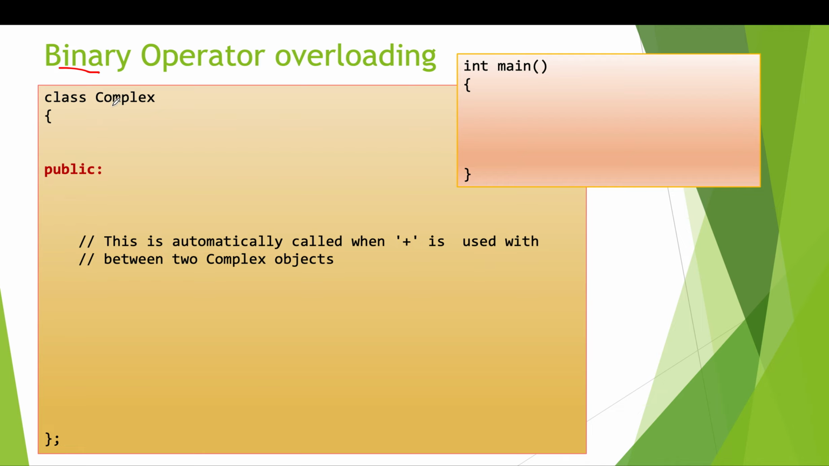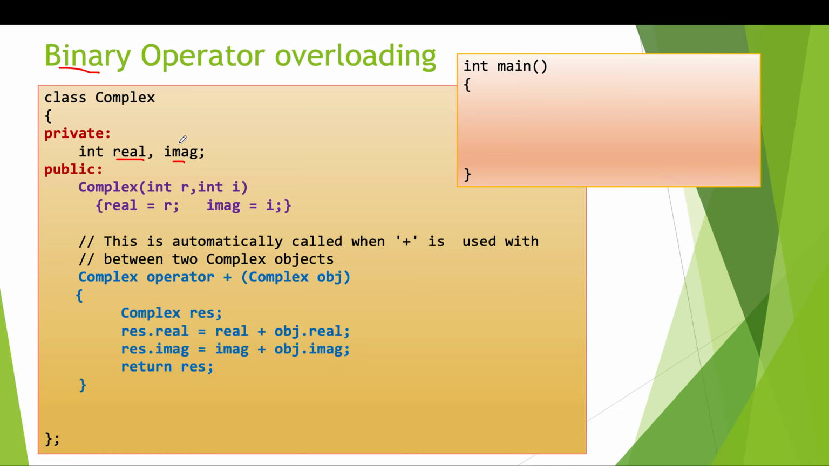So we have taken a simple example of complex numbers. A complex number, everybody knows, has a real and an imaginary part. So we have declared two variables, real and imaginary. Now inside the public access specifier we will be writing the functions. The first function is a constructor function, which is simply used to initialize the variable real and variable imag. Next, we are going to write the operator overloading function. So now we need to concentrate here.